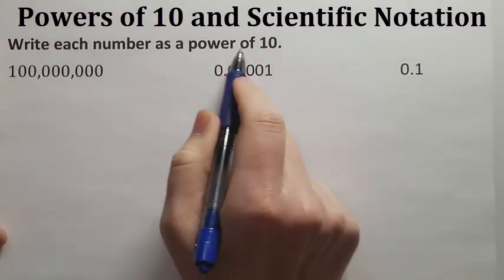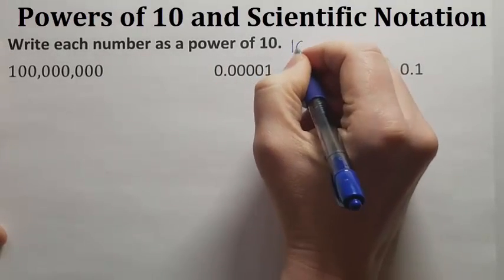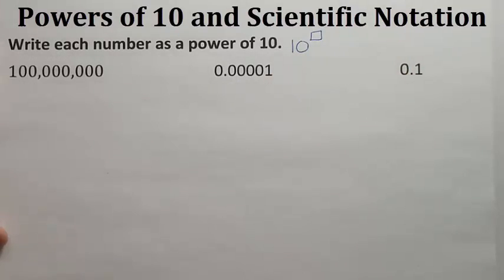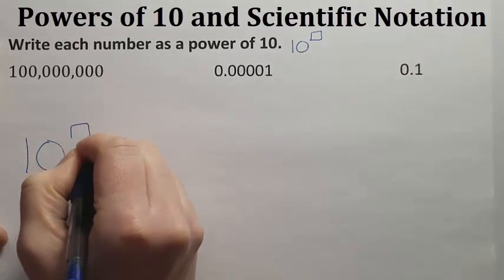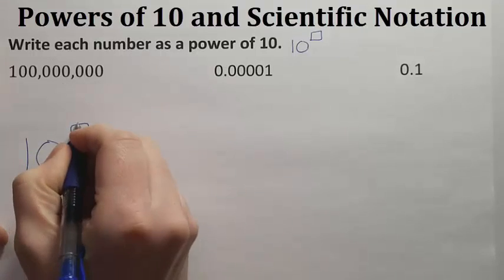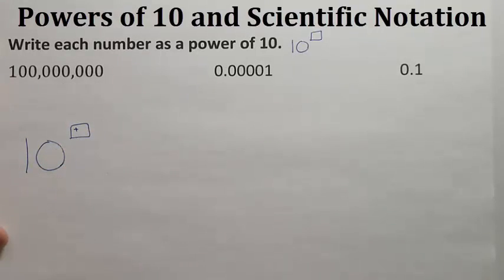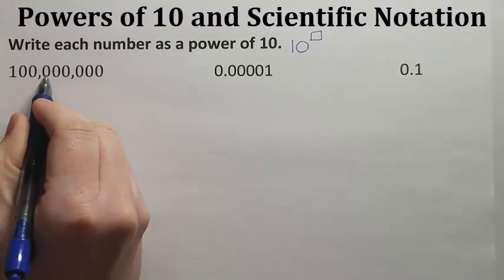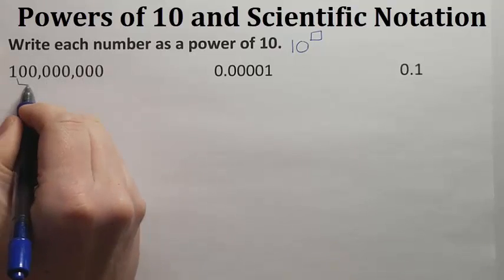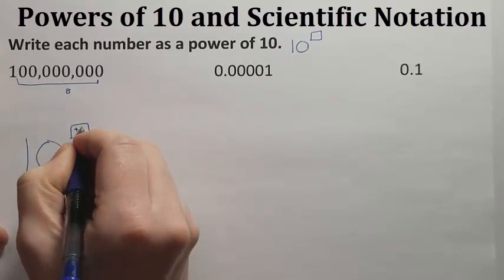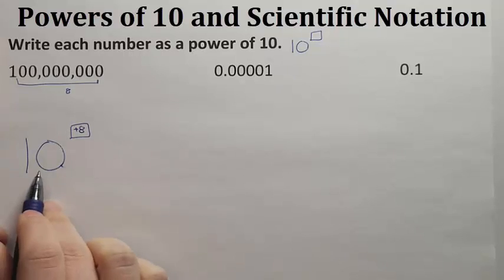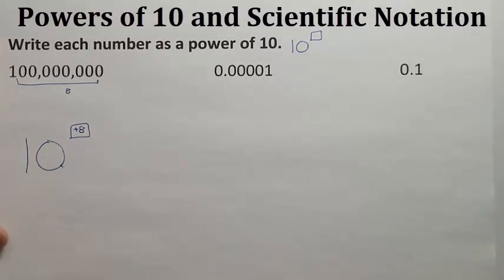They want us to write the number as a power of 10. So I need 10 to some number. This number is bigger than 1, so it's going to be a positive power. Count the zeros. 1, 2, 3, 4, 5, 6, 7, 8. There were 8 zeros here, so it's a positive 8. So 10 to the 8th power would have given me this number.